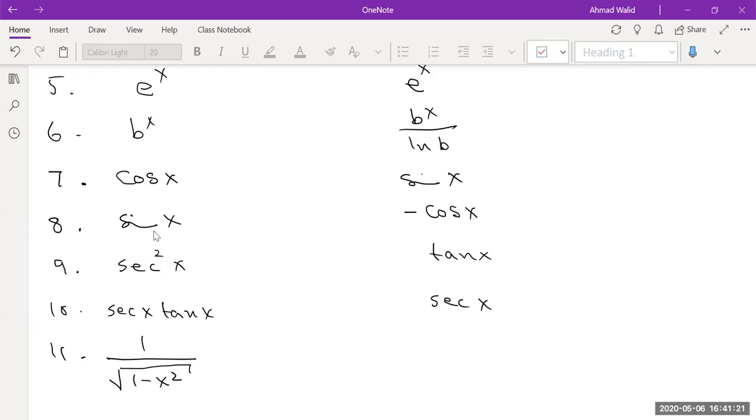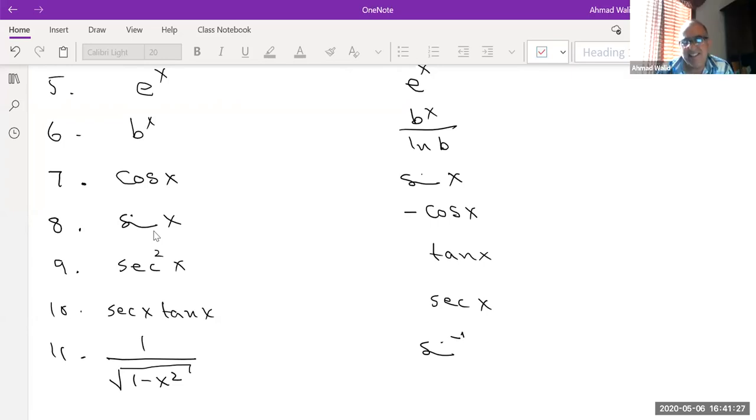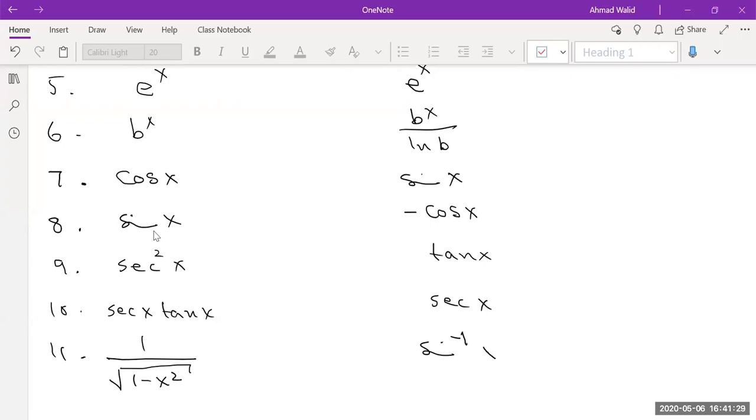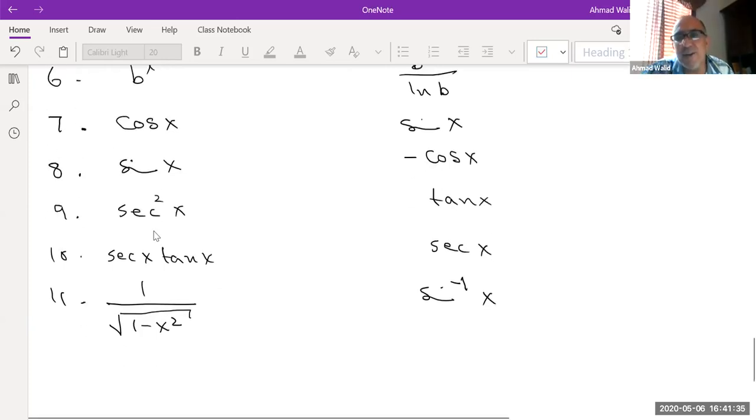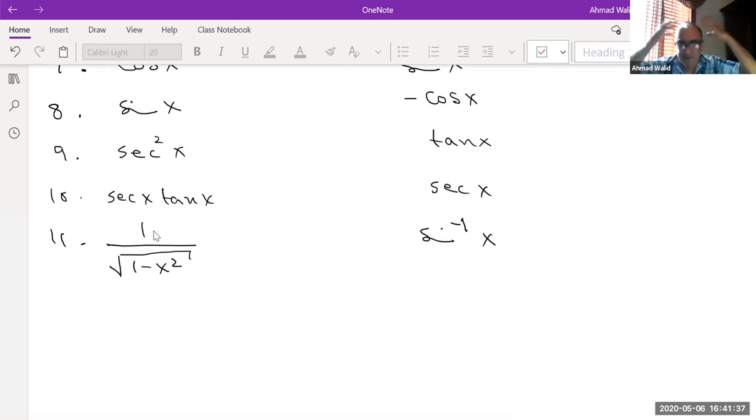Sine negative 1x, or sine exponent negative 1x. Inverse sine x, yes. Please read that carefully. Inverse sine x. Thank you. You have to memorize these formulas, guys. You're in calculus soon. You need all of them here, not on a paper, right?